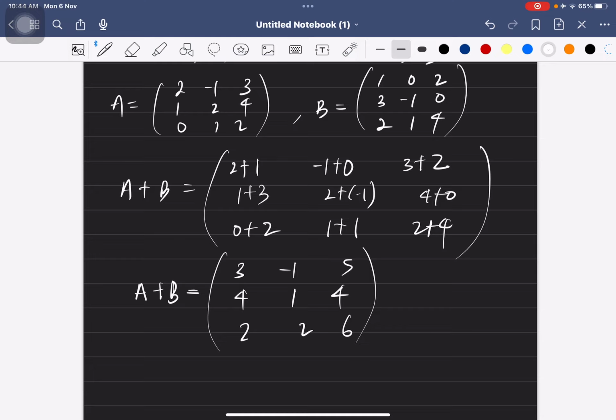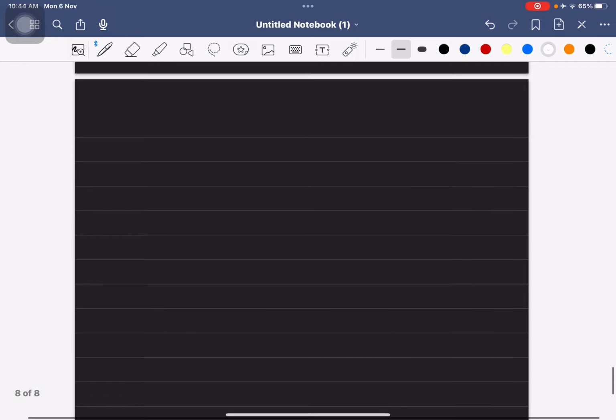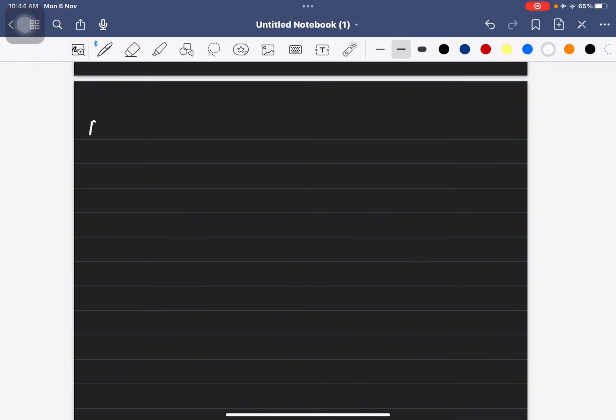And next, multiplication with a scalar. Multiplication of a matrix by a scalar is the product of a scalar k and a matrix A.